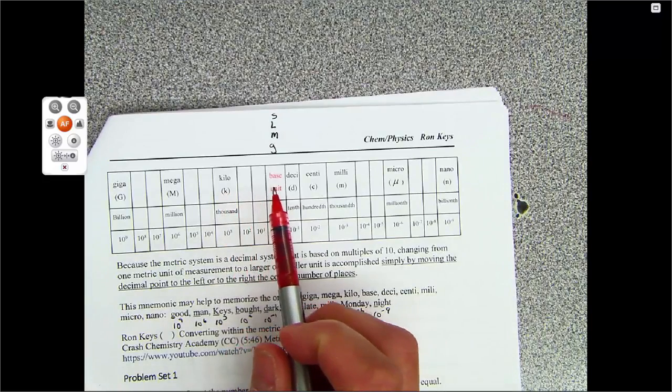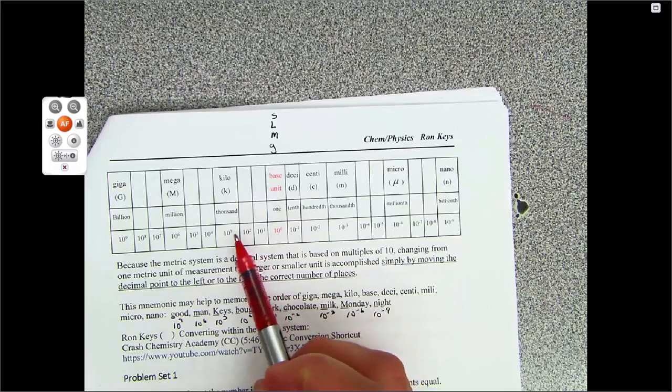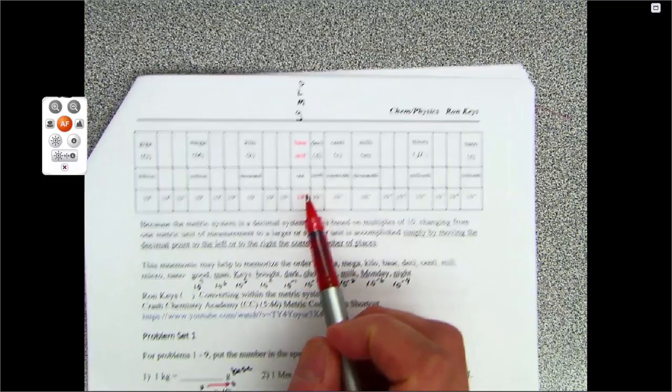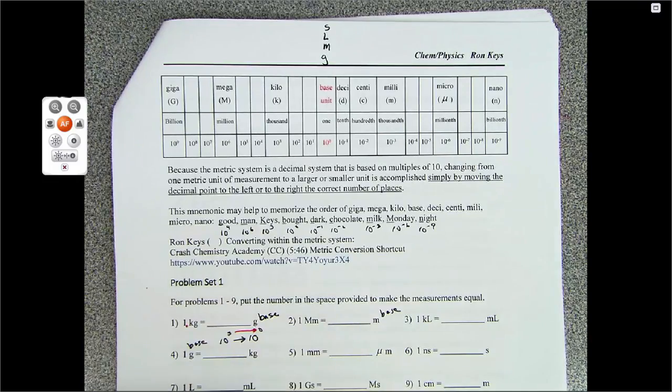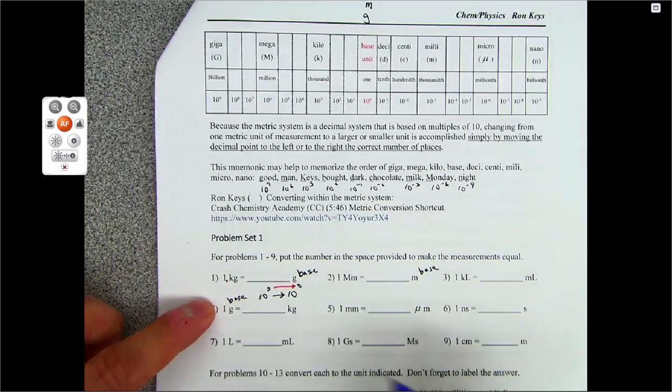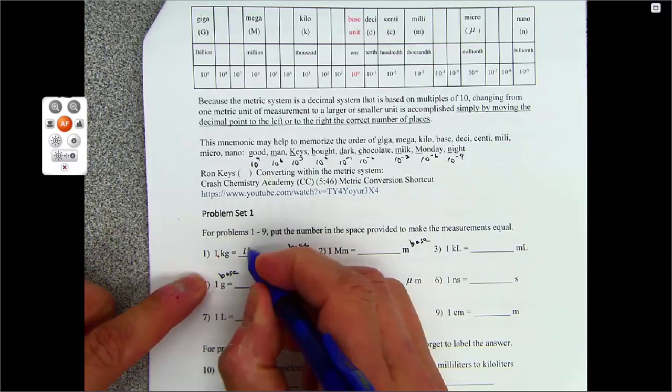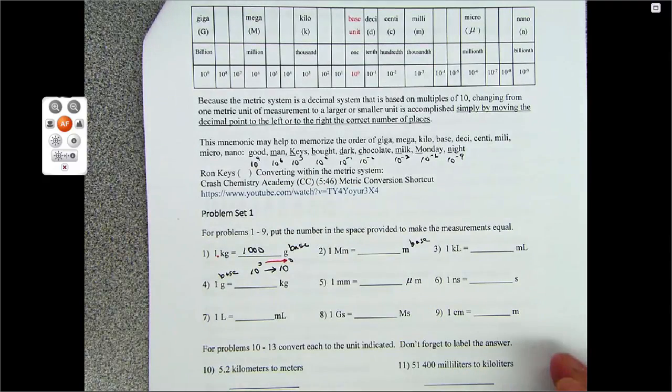Kilo to get to the base is to the right. Again, 10 to the 3rd, 10 to the 0. We're going to take this decimal point right here and go 3 to the right. And if we go 3 to the right, we're going to get 1,000 grams.